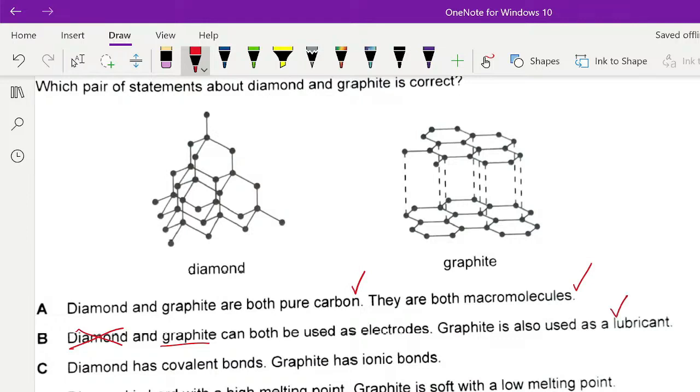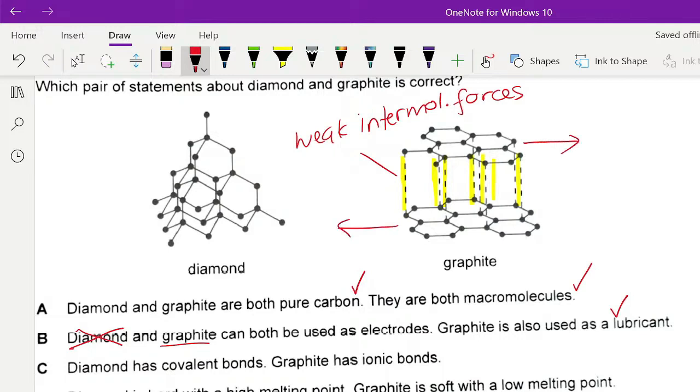This is correct because you see these dotted lines, right? These are weak intermolecular forces. Because they are weak, it's very easy to slide the upper layer from the lower layer. Because they can slide easily, graphite is slippery. Diamond has covalent bonds. They both have covalent bonds. Graphite also. So C is incorrect.